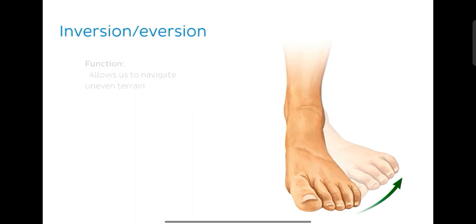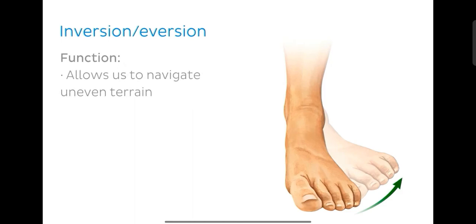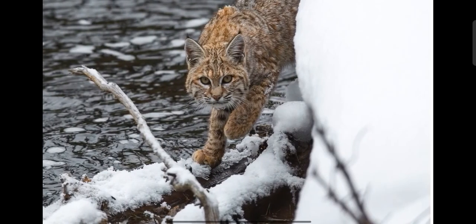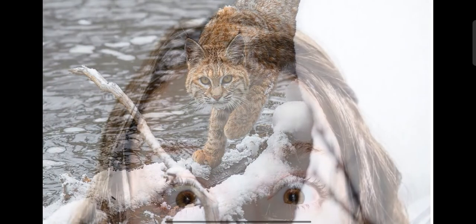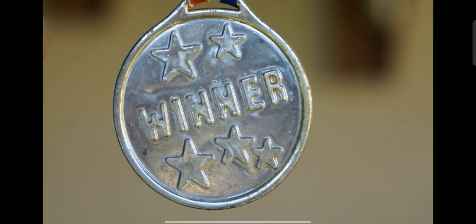Inversion and eversion allow us to navigate over uneven terrain whilst remaining stable enough that we could rapidly change speed or direction. Well, this is favorable as it means we don't get chomped by the big cat sneaking up on us, or nowadays get hit by a car that we didn't hear coming. We're there. We've gone through all the types of movement in the human body.